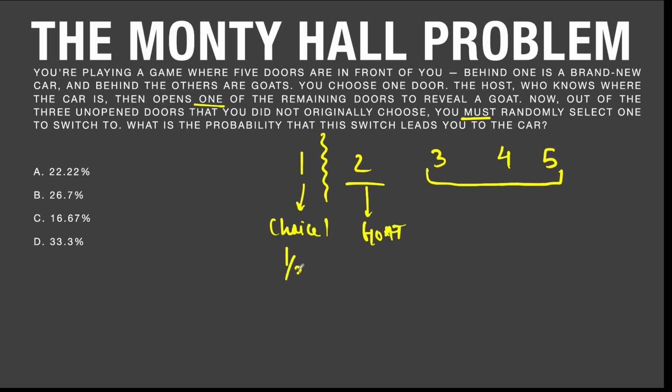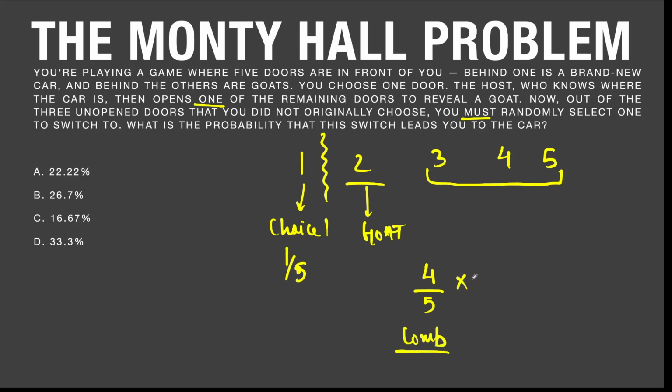In the beginning, 1 by 5 was the probability of choice 1. Then a goat came into the picture. What is the chance of choosing the next 4 doors? That is 4 over 5. The chance of there being a car in the next 4 doors, as a combined probability, is 4 over a total of 5 doors.